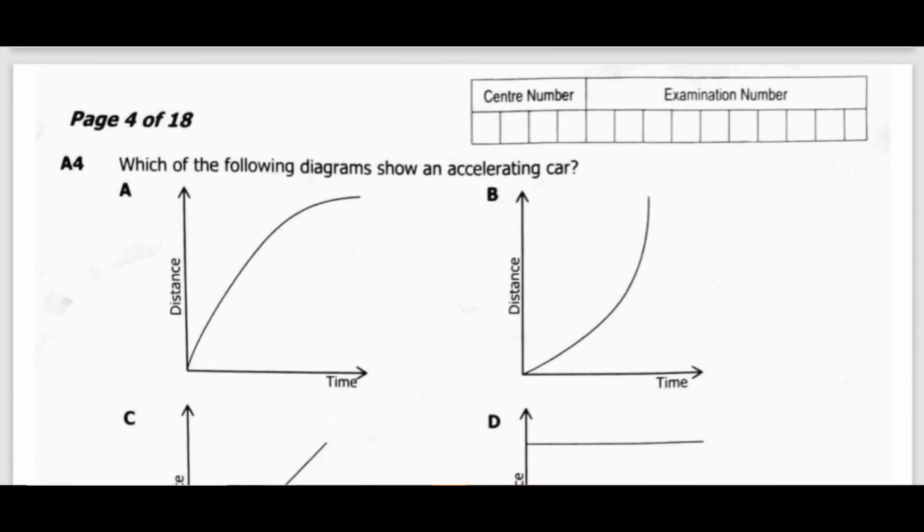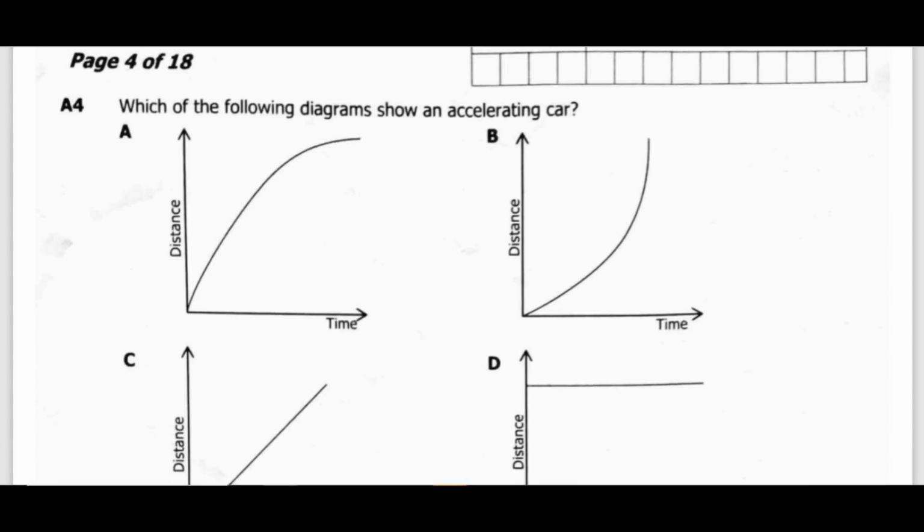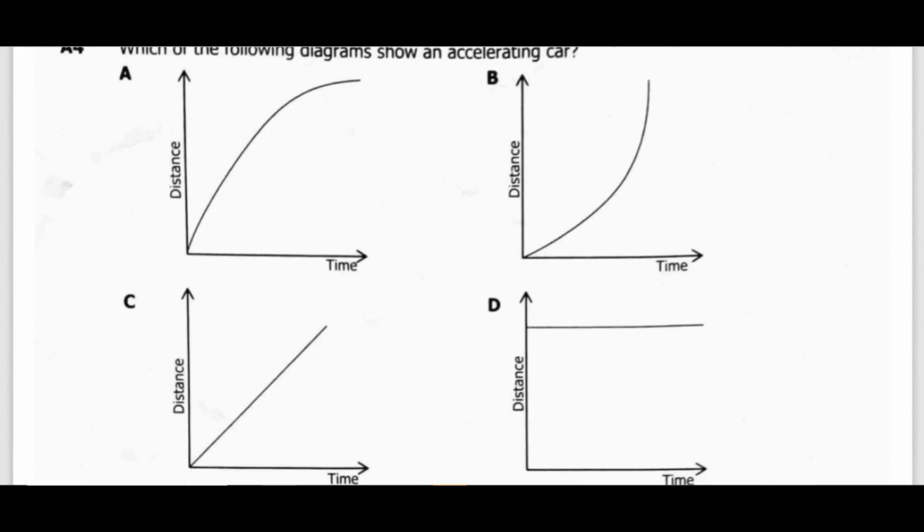4. Which of the following diagrams show an accelerating car? So we have a car which was accelerating. When we look at the first one, it is distance against what? Time. Then distance against time, distance against time.